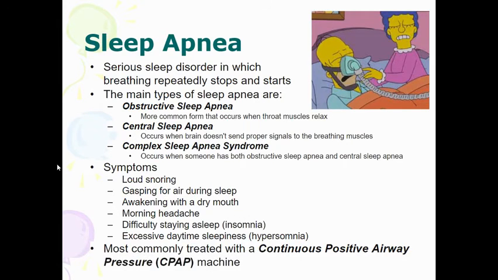Sleep apnea is a serious sleep disorder when breathing repeatedly stops and starts during sleep. There's 3 types of sleep apnea. There's obstructive sleep apnea, which is more common, and this is when the throat muscles relax. There's central sleep apnea, and that is when the brain isn't sending proper signals to the breathing muscles. Or there's complex sleep apnea syndrome, and that's when you have both obstructive and central sleep apnea.